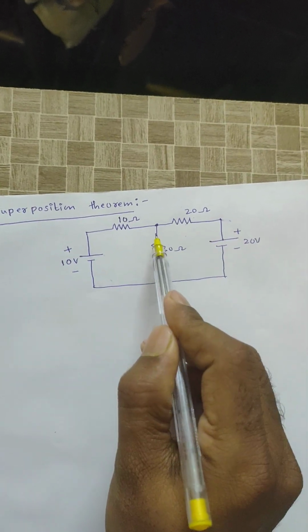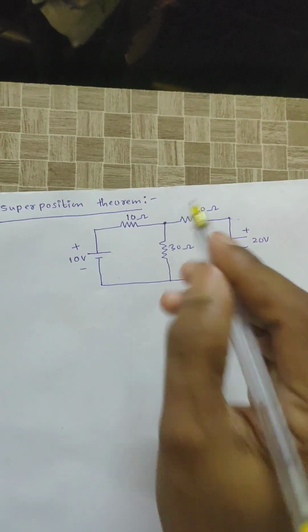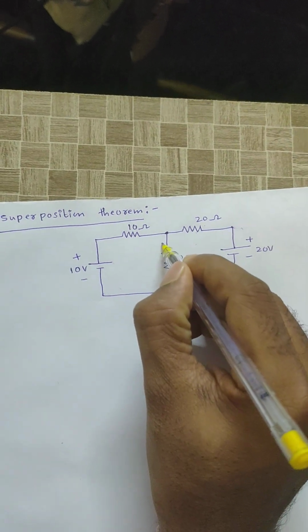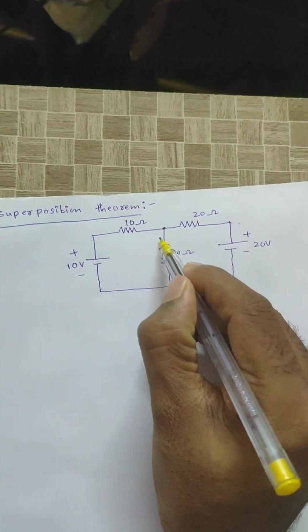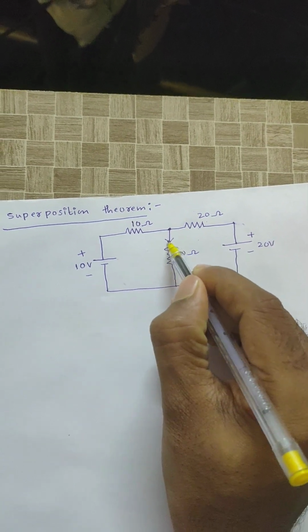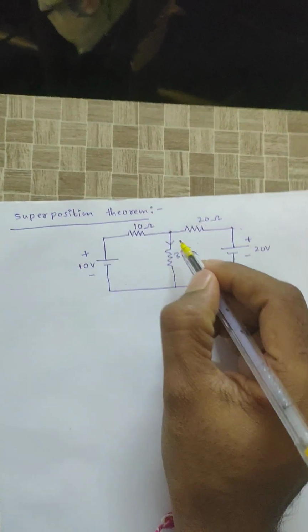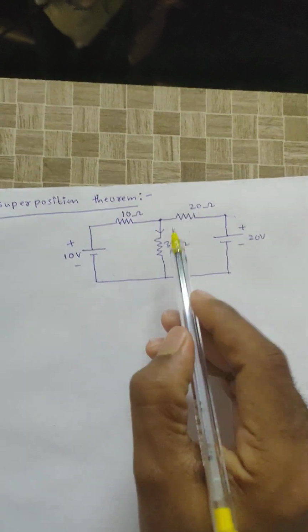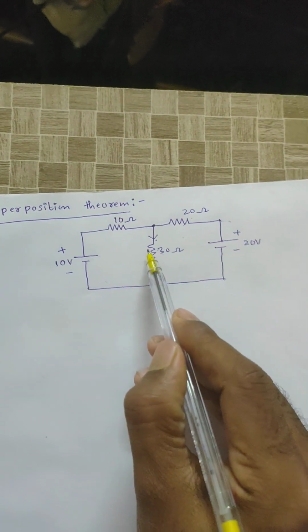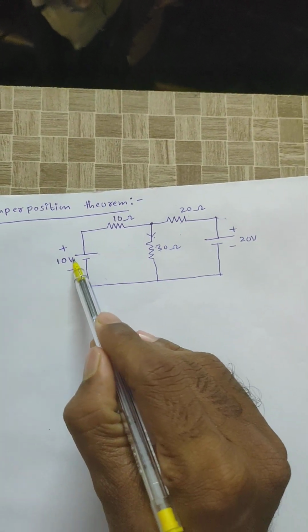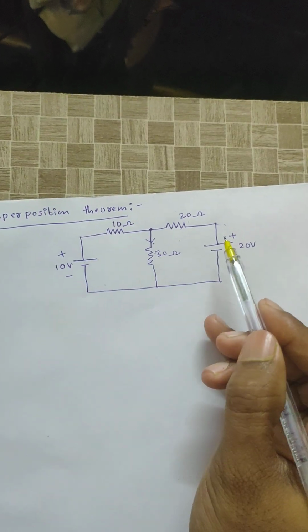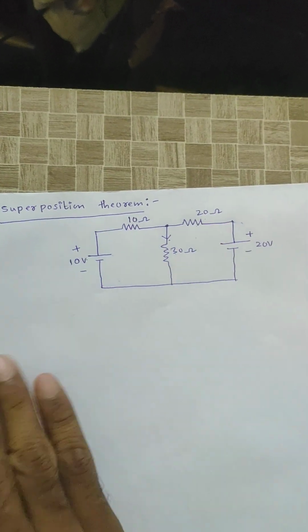Then current or voltage, right? In this problem he is asking to calculate the current flowing through 30 ohm. That means current flowing through any branch. For example, assume the current flowing through 30 ohm is some current I. The current flowing through any branch is equal to the algebraic sum of all currents when we consider each source separately.